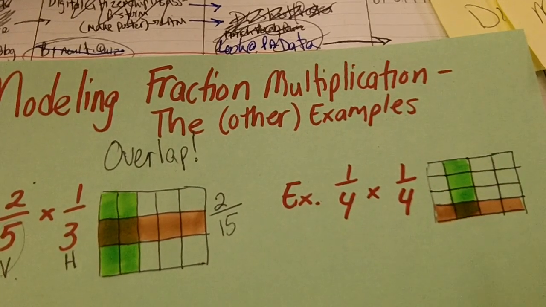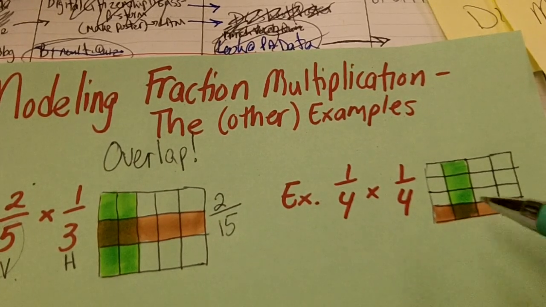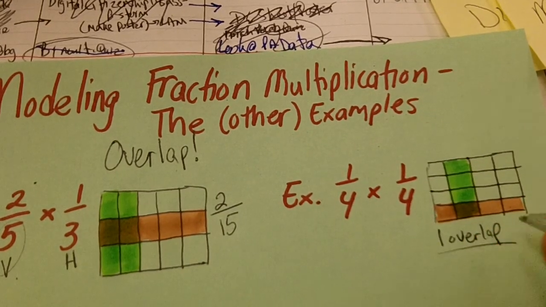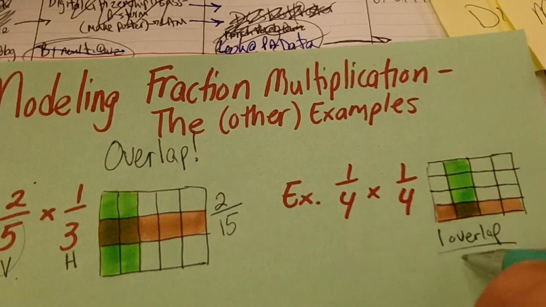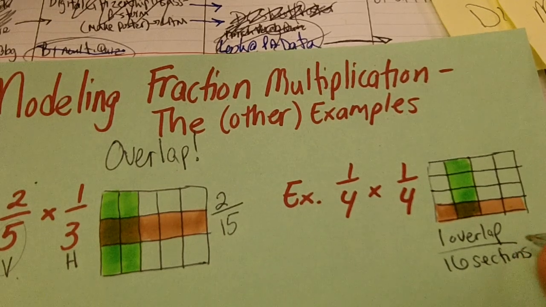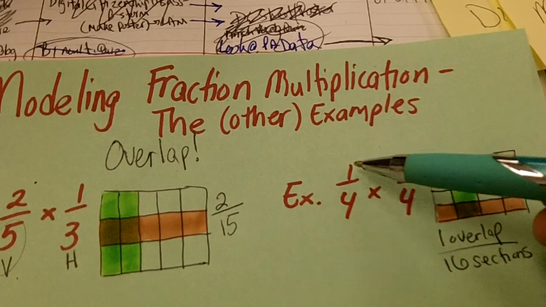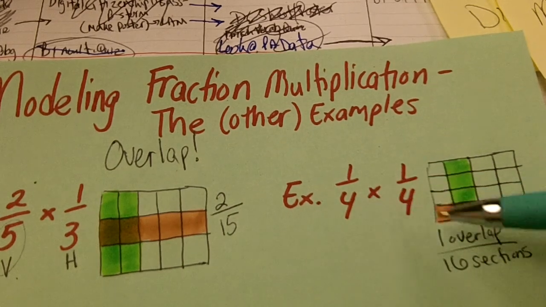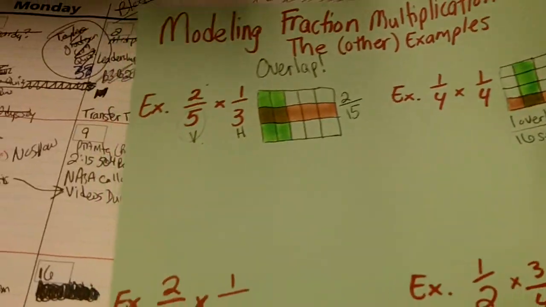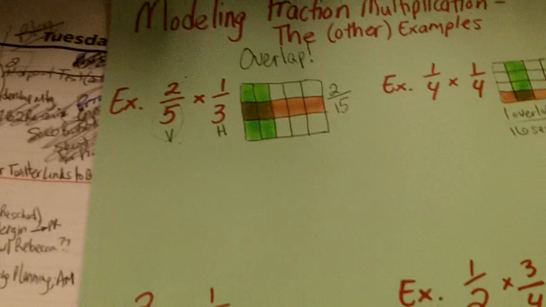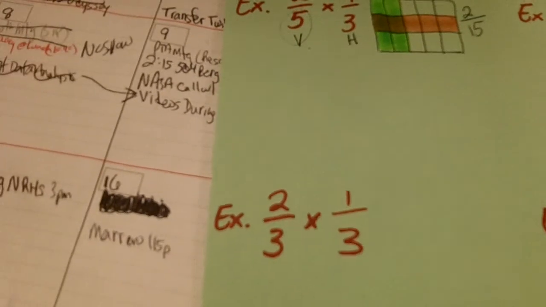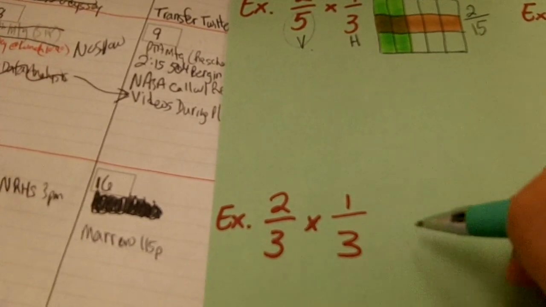And by doing that, I see I have 1 overlap. Looks really dark in the camera. So I have 1 overlap. And it appears that I have 4, 8, 12, 16 total sections. My answer is 1/16. Again, I can check it. 1 times 1, 4 times 4. Good job. Yeah, I think I have time to do one more, so I'm going to move this up a little bit. Always pause if you need to. If you need to rewind a little bit and pause. Let's pick this one. No, let's pick this one. Change my mind. So let's do 2/3 times 1/3.